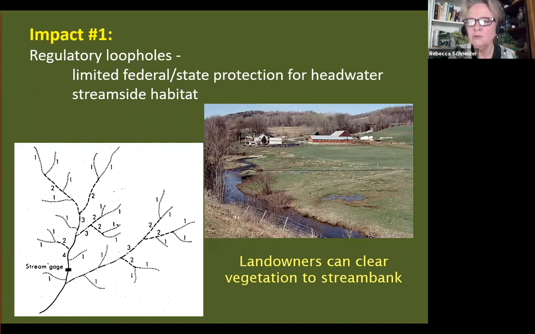However, there's no current legal protection for the headwater streams in the United States. Unless a state has put in its own particular protections, a farmer or a homeowner can clear and mow the lawn right up to the edge of the stream. A farmer can clear all the forest away or the plants and grow corn literally to the edge of the stream. There's no legal protection.